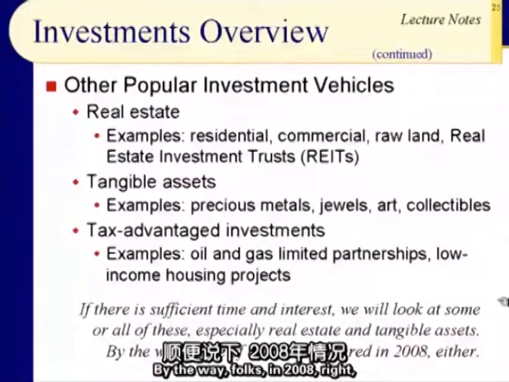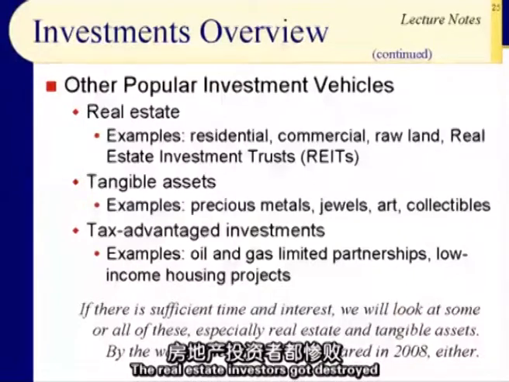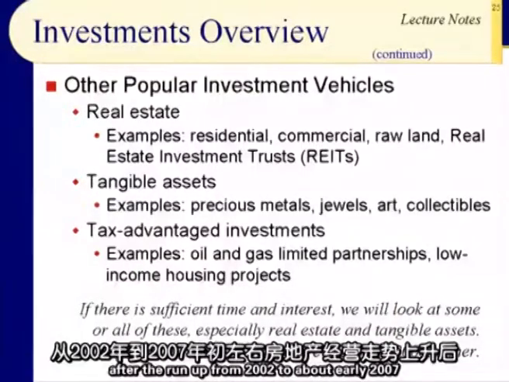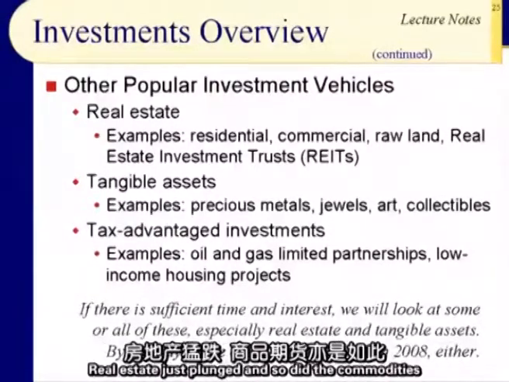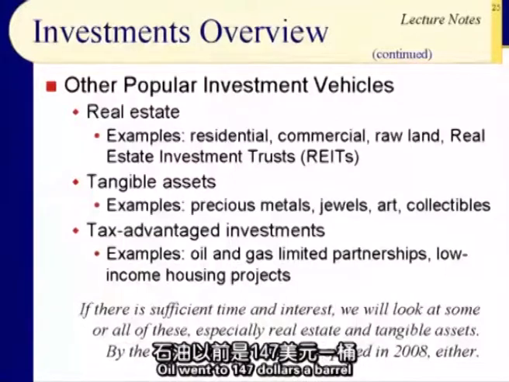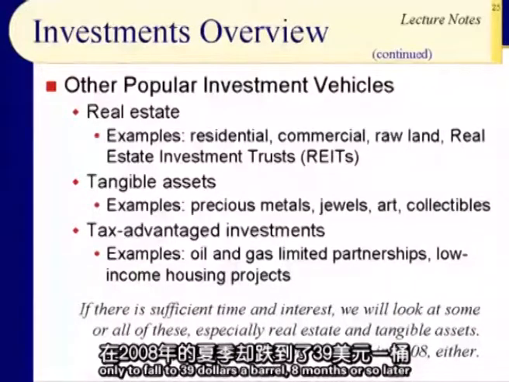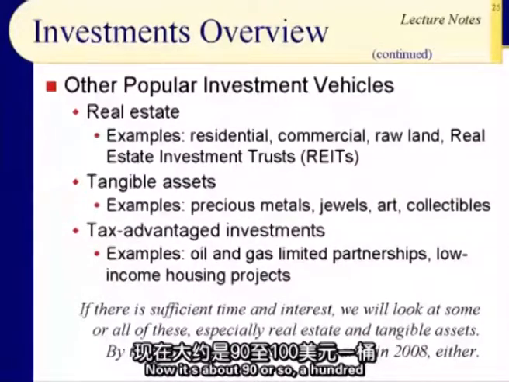By the way, folks, in 2008, everybody got clobbered. The real estate investors got destroyed after the run-up from 2002 to about early 2007. Real estate just plunged, and so did the commodities. So did the metals and the art and the oil. Oil went to $147 a barrel in the summer of 2008, only to fall to $39 a barrel 8 months or so later. It's now up to about 90 or so, 100.